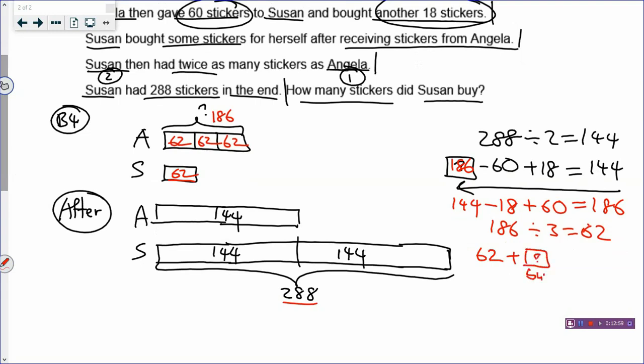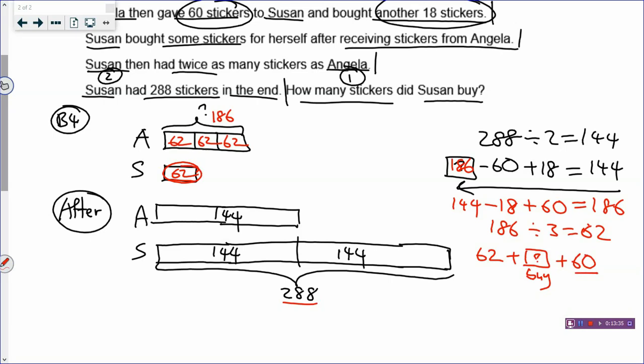So she bought, let's call it buy, right? After receiving, so Susan also received, right? Receive means what? You plus. Receive from Angela. So Angela gave Susan how many? Angela gave 60 stickers to Susan. So you have to plus 60. Okay, so let's revise again. Susan has 62 at first, am I correct? She bought some more stickers, which we don't know how many, after receiving 60 from Angela.